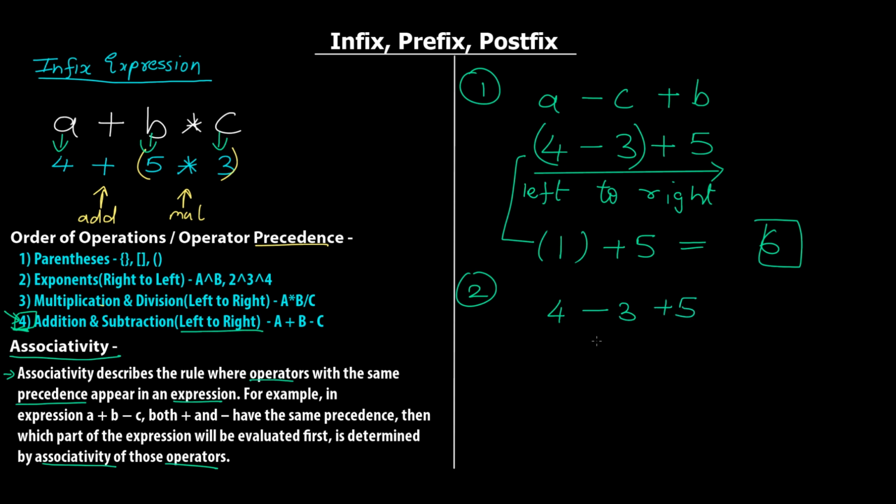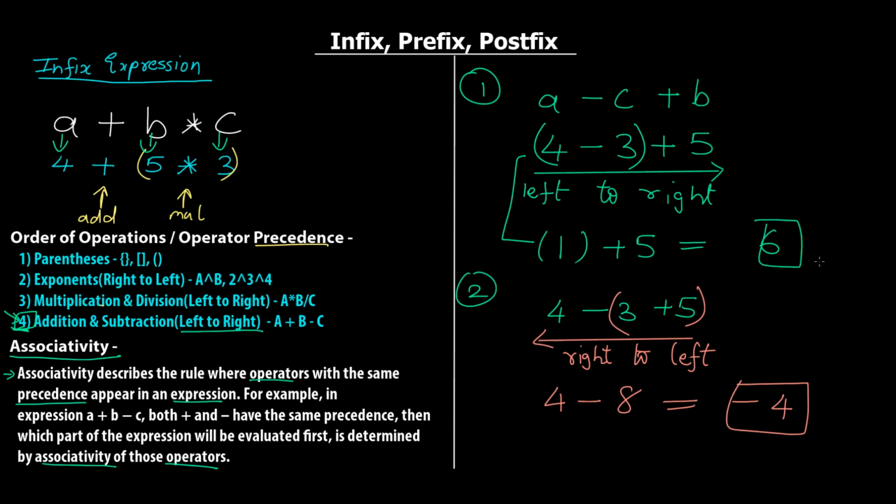And let's not follow this rule of associativity and let's go against it. So let's go from right to left. Okay, let's not follow the rule and let's see what we get. In that case, we will do 3 plus 5 first. We are not considering this as minus 3, we are considering this as positive 3 plus 5. So we are left with 4 minus, what is 3 plus 5? 8. And now if you do 4 minus 8, ultimately we will get minus 4.